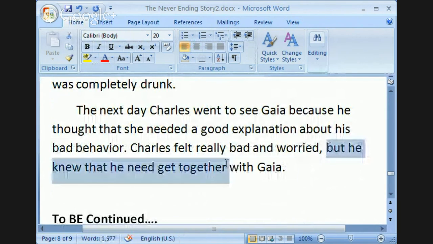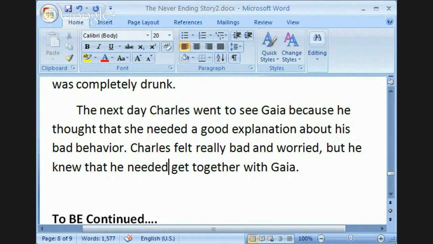Anyway, but he knew that he needed, again, past tense. Needed. All right. After he needed to get, we need to. That's right. You're forming an infinitive verb here with to. Okay, and now we're good to go.